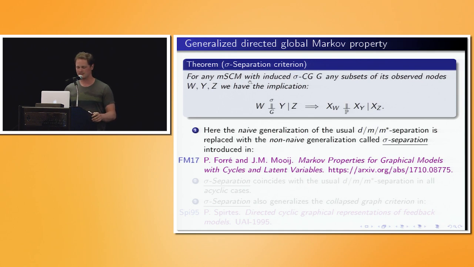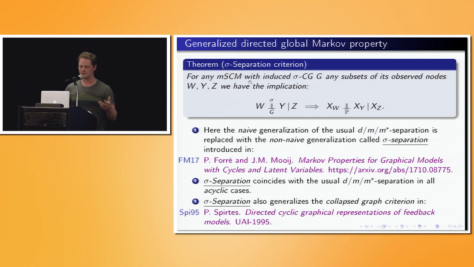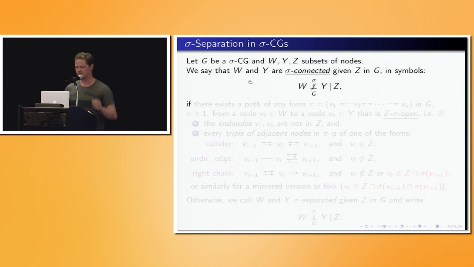We defined this last year in this paper. And this coincides, so it's a real generalization, with d-separation in the acyclic case. So if you assume only acyclic graphs and you use sigma separation, it coincides with the old one. It also generalizes the collapse graph criterion of Spirtes from 95. So we used this idea and generalized it to this setting.